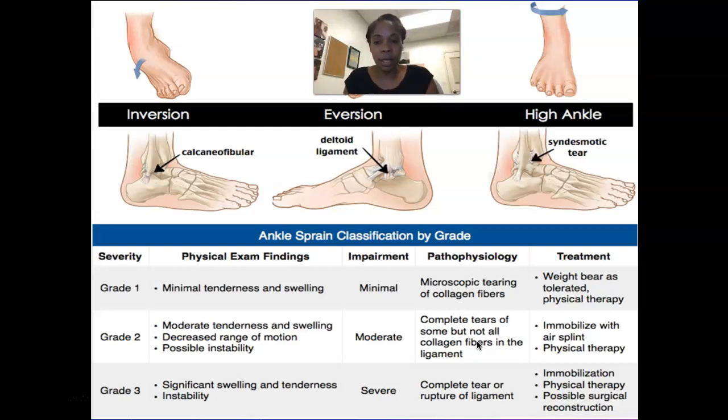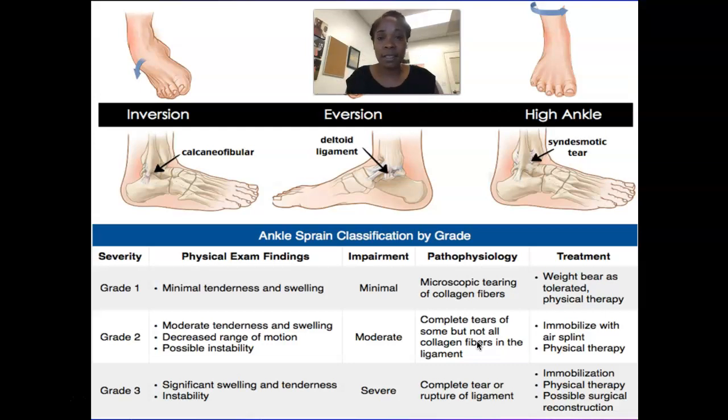So a grade 3 is they're going to have swelling. They're going to have ecchymosis. They're going to have lots of pain to touch. They're going to have deformity where that ligament should be, but now it's ruptured, so it's no longer there. And so their impairment is going to be severe. In other words, they might not even be functional. They might not be able to bear weight. Does that make sense? And so in this particular case, we're going to have to immobilize them first, put them in a walking boot, allow that ligament to heal itself.